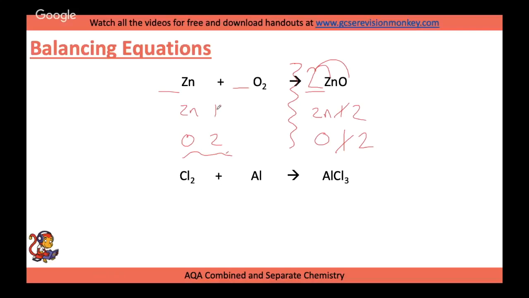We're still not balanced out because the zinc's not balanced out. So 2 there, and we need a 2 there. And now that is our balanced equation.